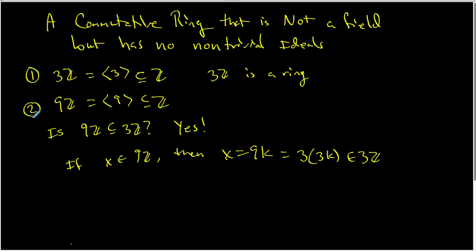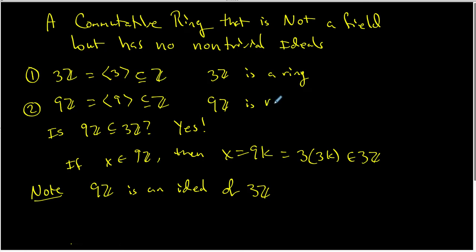Now, the upshot of both 1 and 2 means that we can actually say that 9Z is an ideal of 3Z. It's certainly a subring because 9Z is a ring, and 9Z lives entirely inside 3Z. And also, we've got the absorption closure that we need for an ideal.